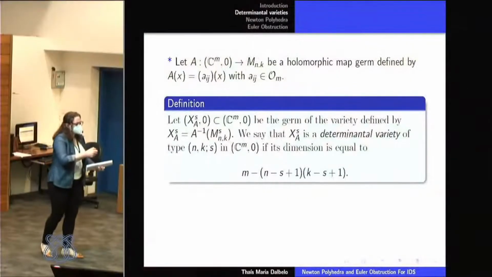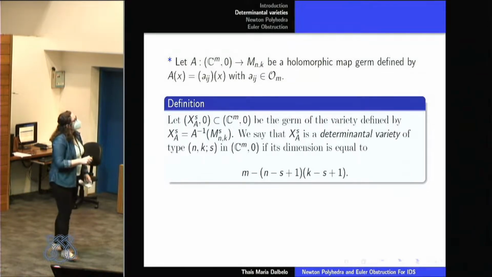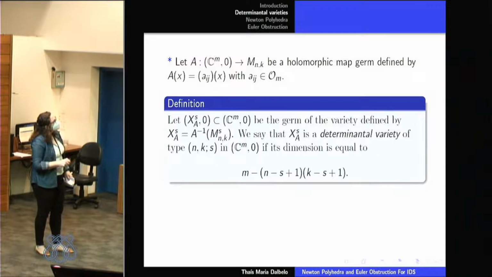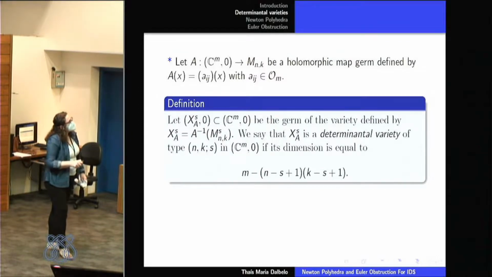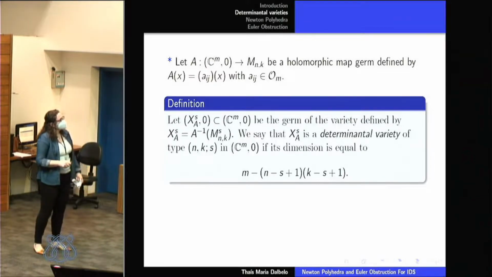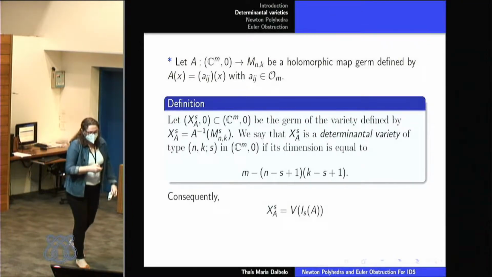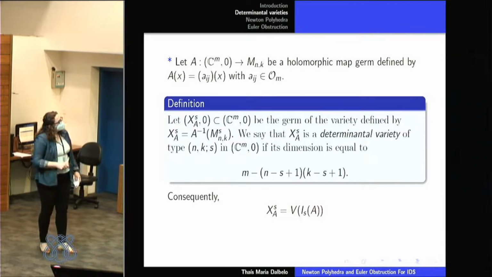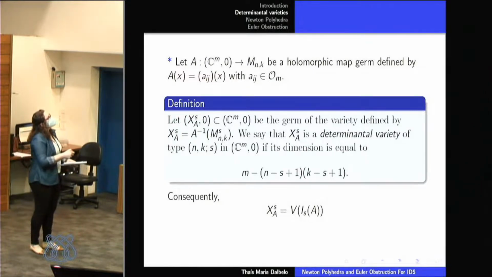Now, let A be a holomorphic map germ defined in this way, where all the entries of this matrix are holomorphic functions. We denote this set by X_A^s. We say that X_A^s is a determinantal variety of type (n,k,s) if its dimension is equal to this number, which means that its codimension is given by this product. In fact, X_A^s is the zero set of the ideal generated by all minors of size s of the matrix defined by A.